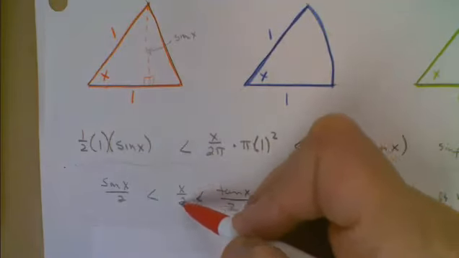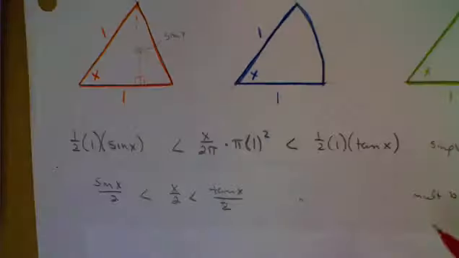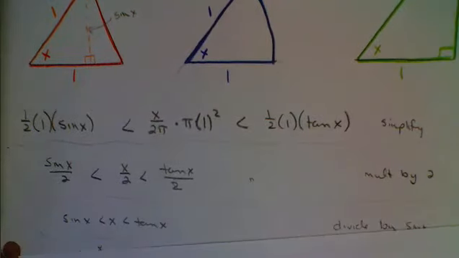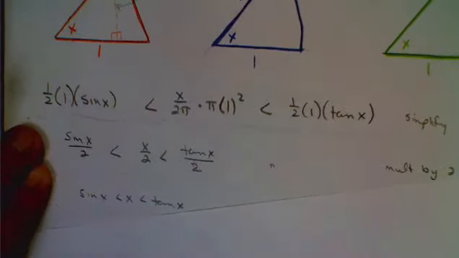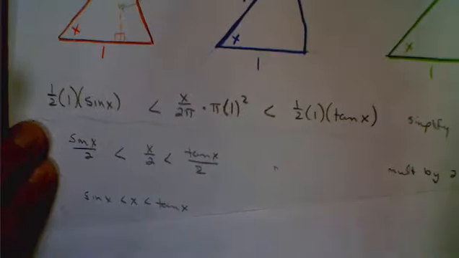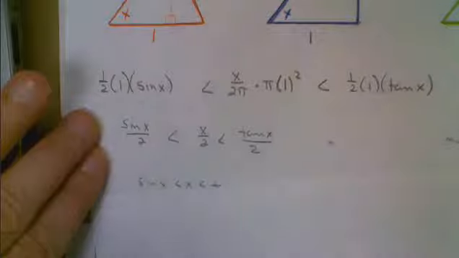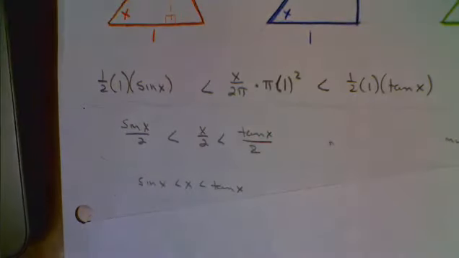Well, first of all, I don't like that 2, so I would probably multiply everything by 2. All right? So do that. Multiply everything by 2, and you're going to get the sine of x is less than x, which is less than tangent of x. Okay, so at least we've got rid of the 2's.